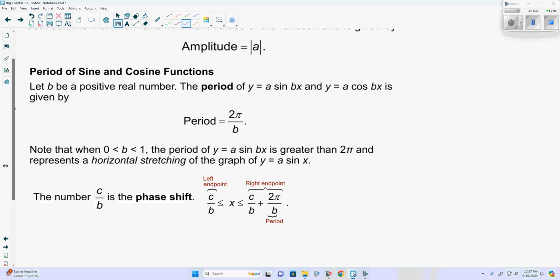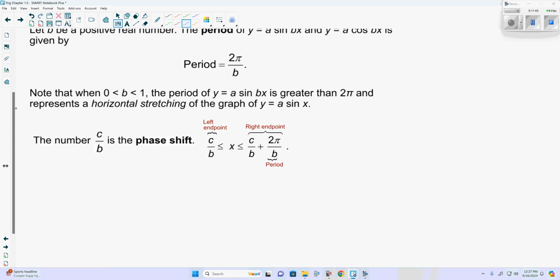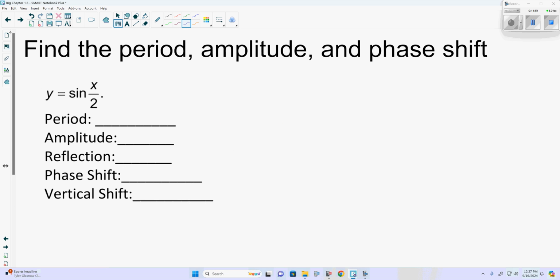Phase shift is how far to the left or to the right this is being pushed. And it does affect the b value, because the amount that we move to the left or right is c over b, plus 2 pi if we're graphing it, but that's the c over b value. Okay, I think it's going to be easier to see this in context of a given problem.